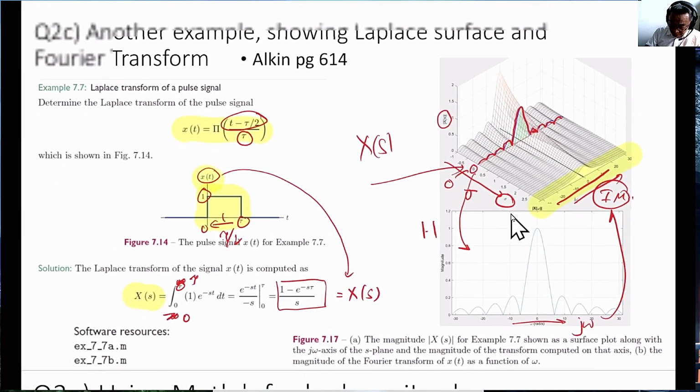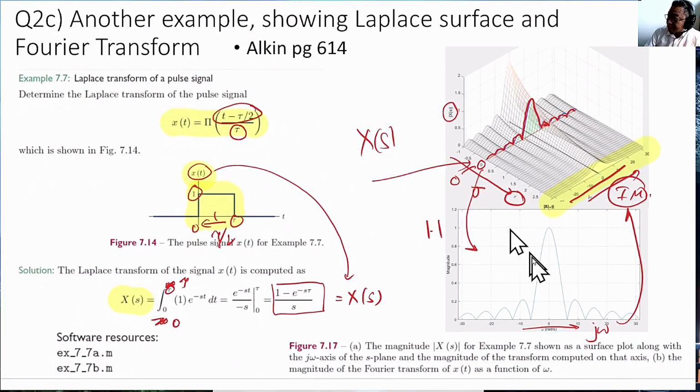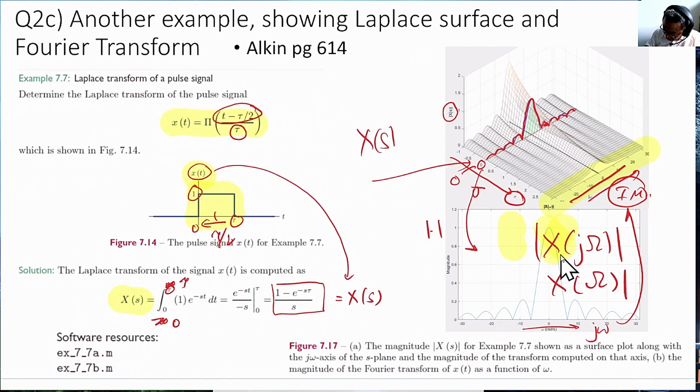So now you can again understand the relationship between x of t, x of s, and x of j omega, which is the magnitude of x of j omega. Sometimes we just write x of omega, whichever you prefer. Just read the discussion or the definition of x of j omega or x of omega for your particular Fourier transform. Thank you.